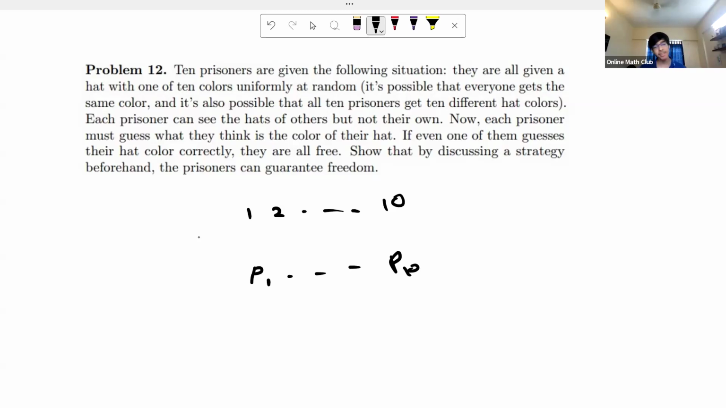And now everyone makes a guess on what their own hat's color is. And you want that at least one of them gets it right. Do they guess together or one by one? Yes, they guess together. They can discuss a strategy beforehand, before they get their hats. But of course, once they get their hats, they have to individually and together guess their answers.